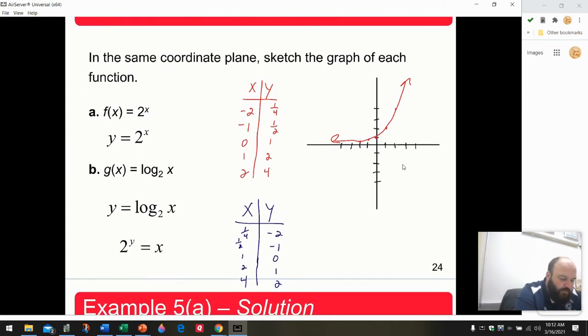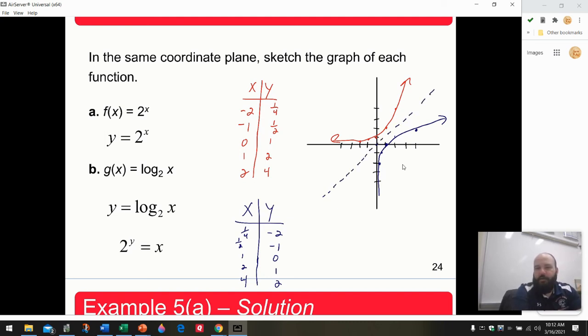So when I go to graph those, let me graph that second table. I'm going to graph it on the same coordinate plane. I'm going to 1/4, -2. Then I'm going to 1/2, -1. And then 1, 0, 2, 1, and 4, 2, like that. I get a graph that looks like this. And you can see if I drew a diagonal dashed line, they're reflections. So that's exactly what a graph of a logarithmic function looks like. It's in blue, and it's a reflection of an exponential.